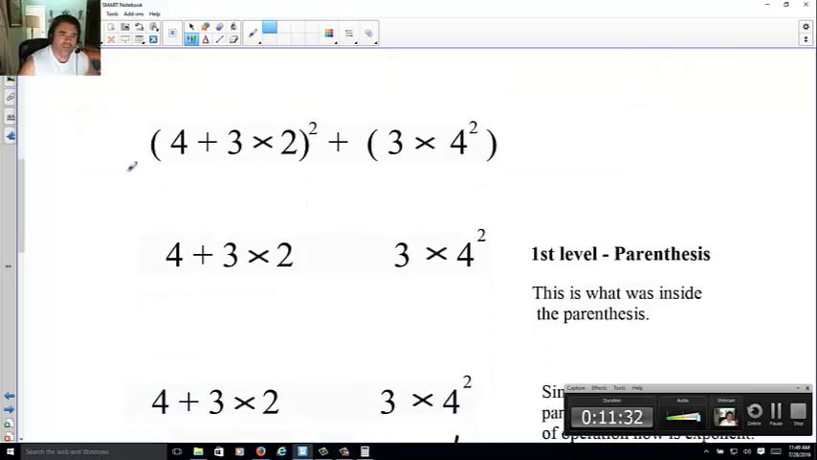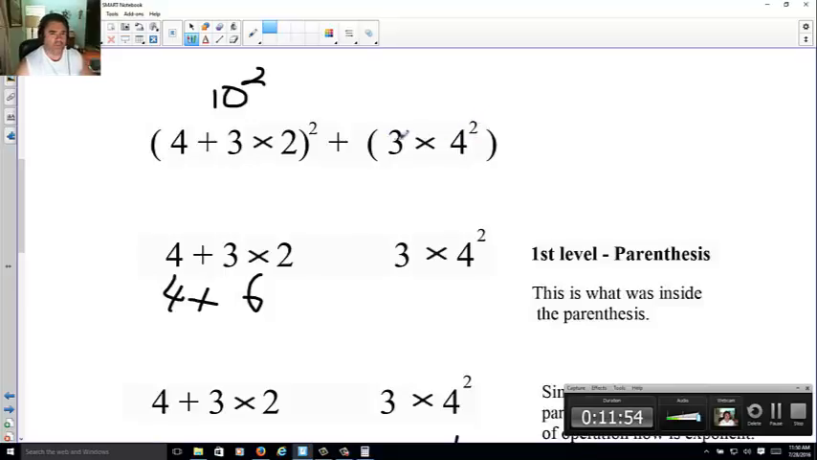First level is parentheses, so we have to do what's inside first. Now look how there's a plus and a times inside the parenthesis. So in that case, we'll do the times first. 3 times 2 is 6, and then 4 plus that. So this becomes 10. So you have 10 square. Here, 3 times 4 square, square's inside.